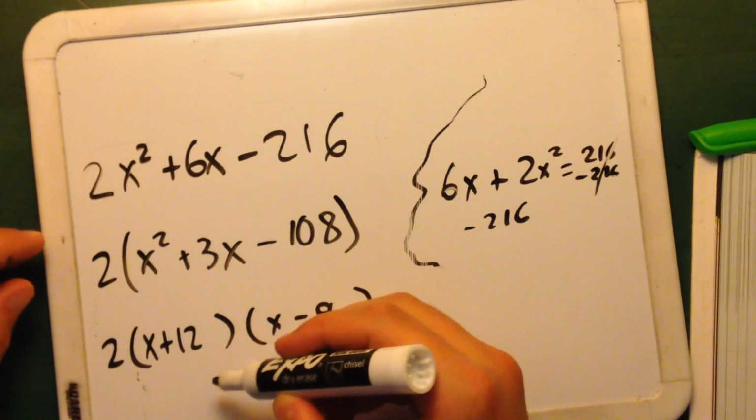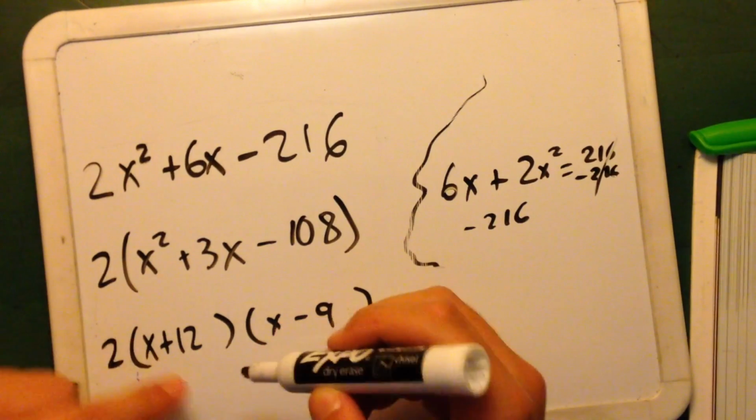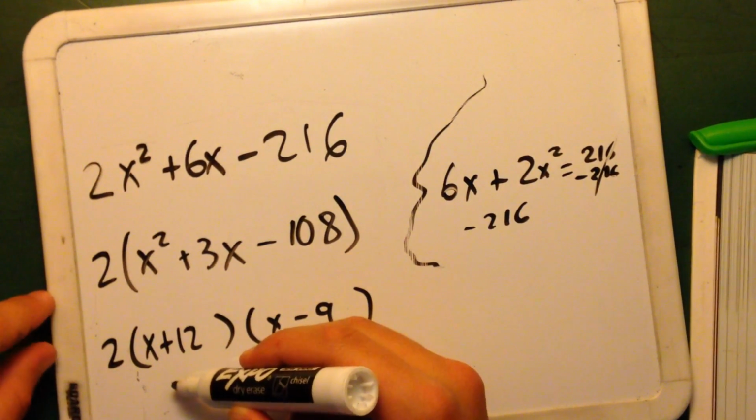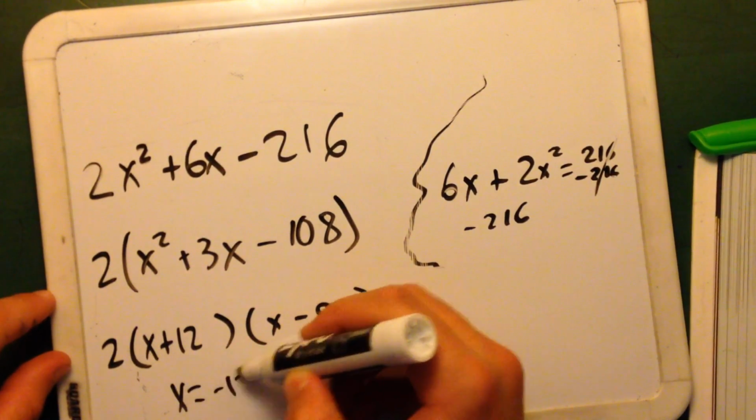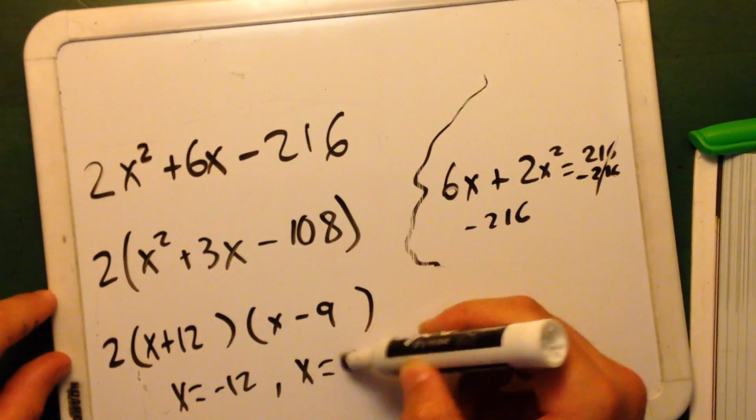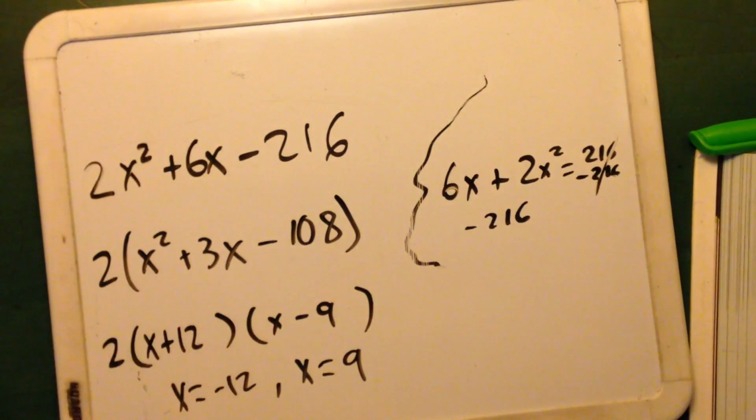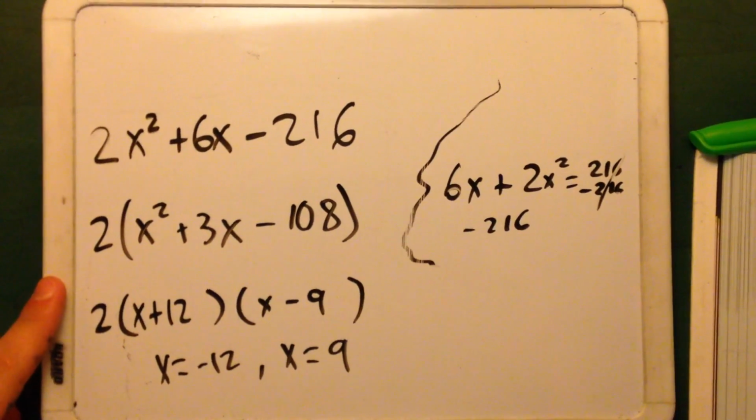Now you want to find the zeros, so set this equal to 0, that's going to be x equal to negative 12, set this to 0, that's going to be x equal to 9, and that's how you solve a rational equation.